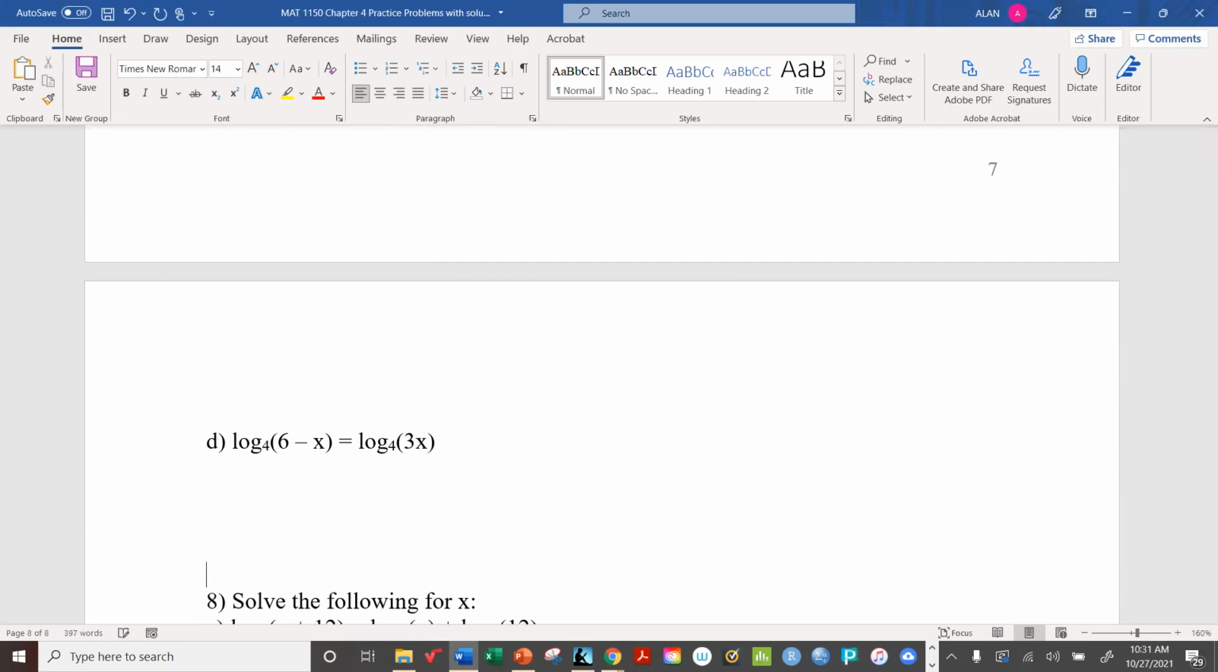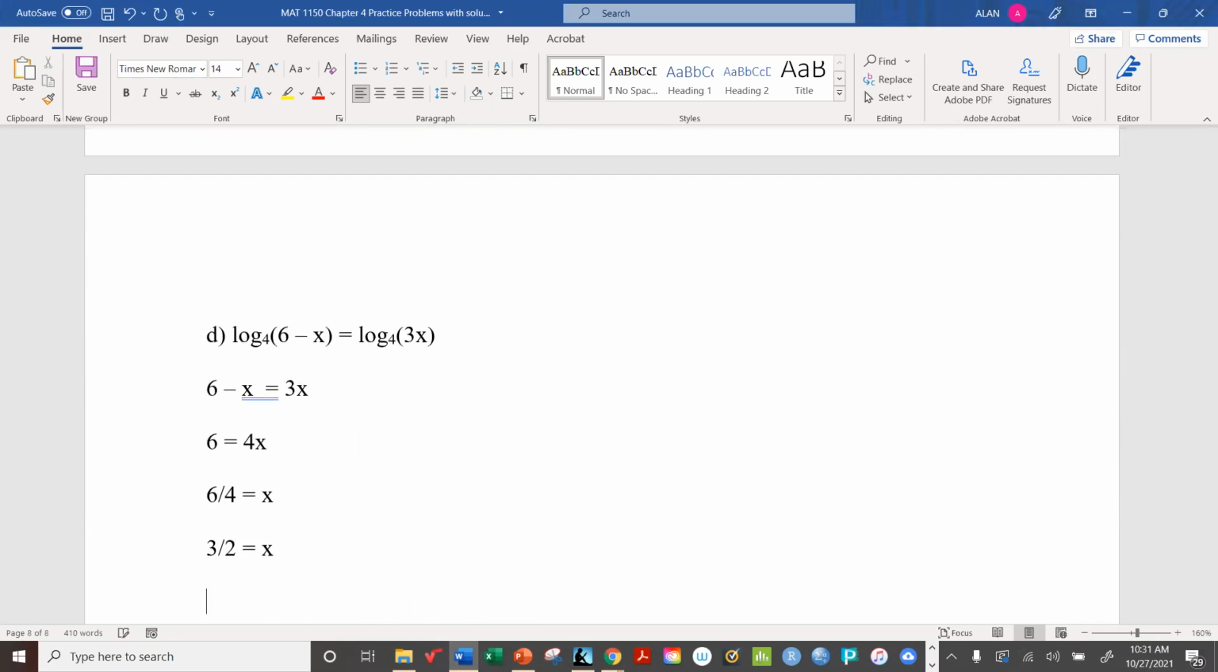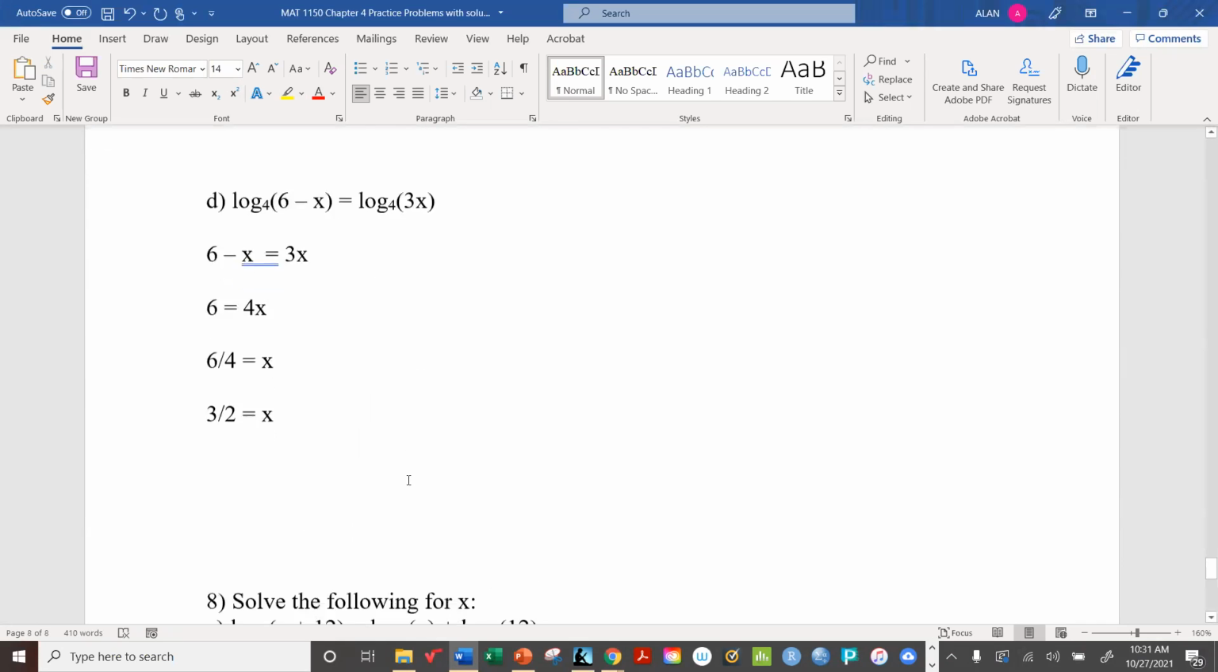And then for this one, we have the same thing. Base is 4 for both logs. 6 minus x equals 3x. 6 equals 4x. And then finally, 6 over 4 equals x, which is the same thing as 3 halves. Perfect.